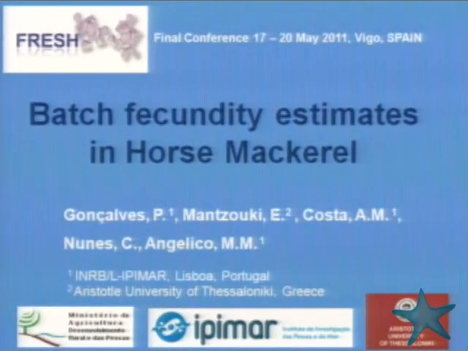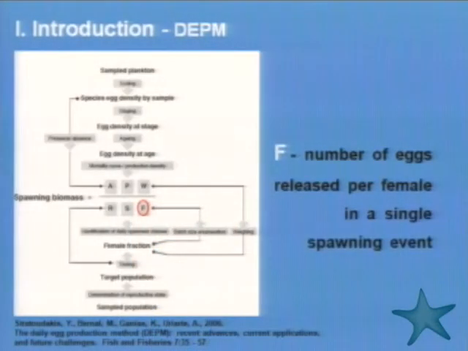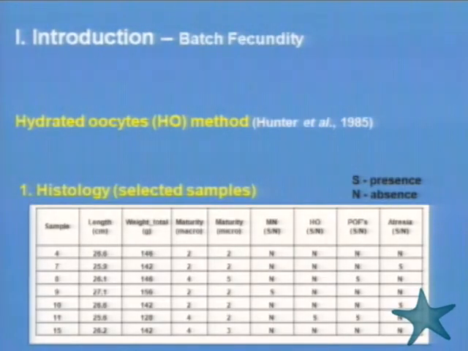Good afternoon to all of you. This work, as Olav was saying, is about batch fecundity estimates in horse mackerel. I'll show it at the morning. This is the general equation of the DPM, and we intend to estimate the F. Batch fecundity is the number of eggs released per female in a single spawning event. Okay, we are using on our DPM samples the hydrated oocytes method to estimate batch fecundity.